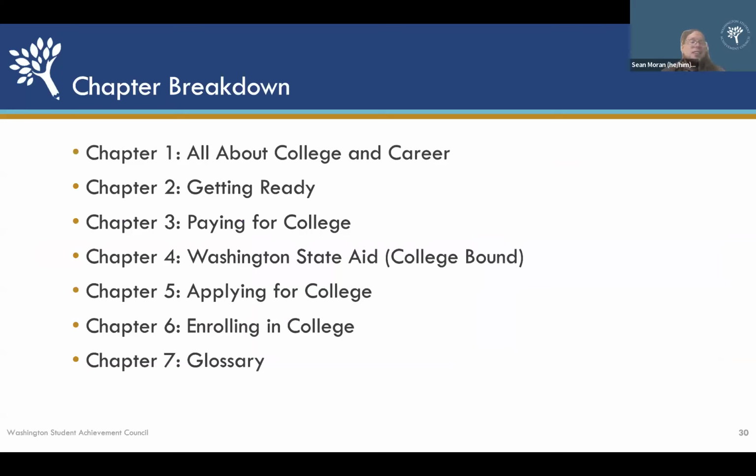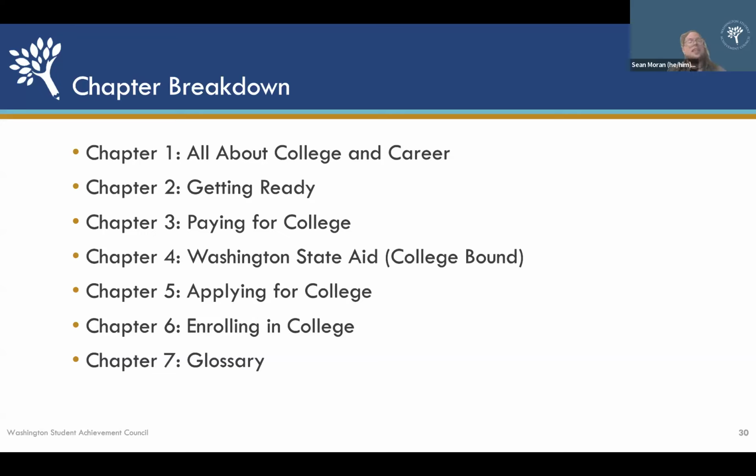So, chapter breakdown. Chapter one is all about college and career. It looks at what different types of education after high school look like: 2 year versus 4 year. What about careers and planning that out? Then it talks about getting ready, preparing students for high school, making sure that they know things like dual enrollment and know about planning their high school experience, to put them on a good leg forward when they're working on graduation and life after graduation.